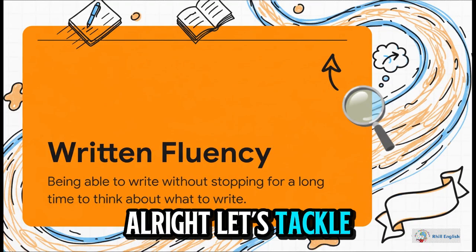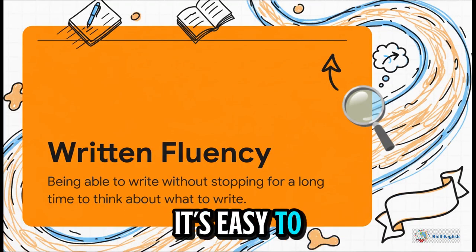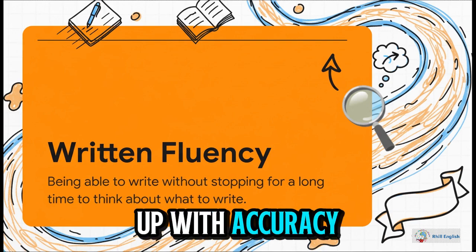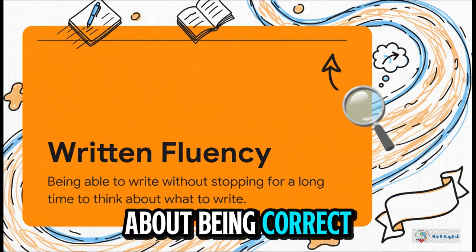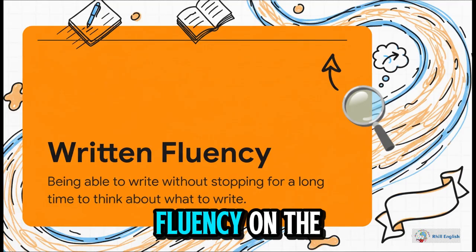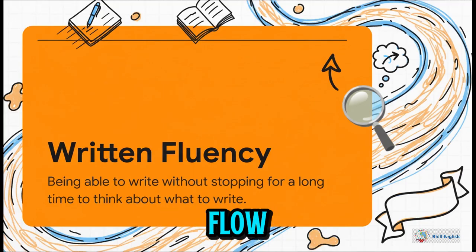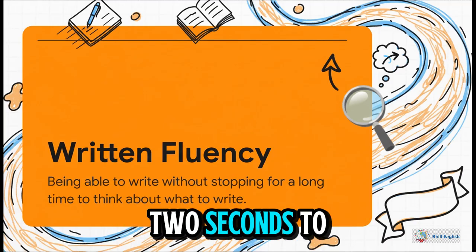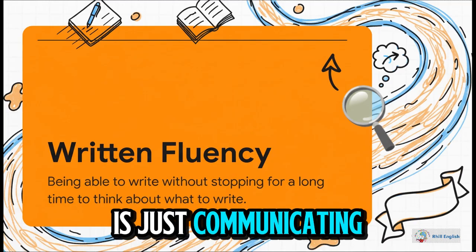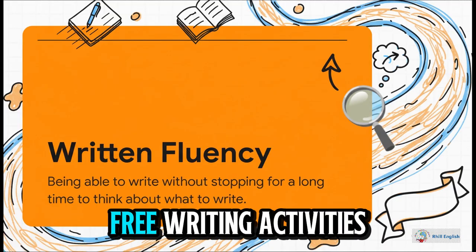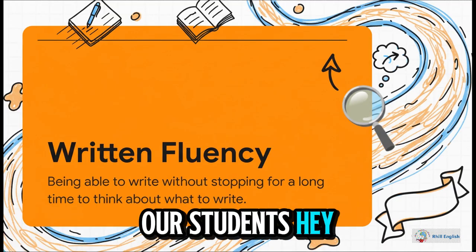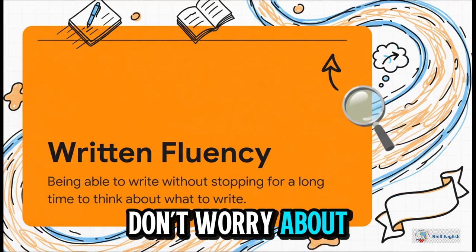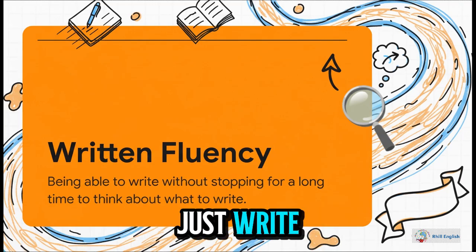All right, let's tackle written fluency. It's easy to get this mixed up with accuracy. Accuracy is all about being correct, no mistakes. Fluency, on the other hand, is all about the flow. It's about getting your ideas onto the page without stopping every 2 seconds to think. The main goal is just communicating, and that's why we do those free writing activities, where we tell our students, hey, for the next 5 minutes, don't worry about spelling or grammar, just write.